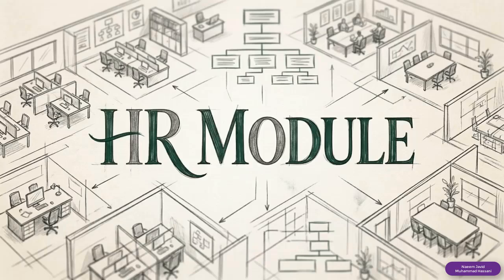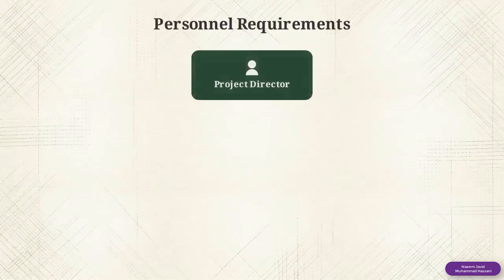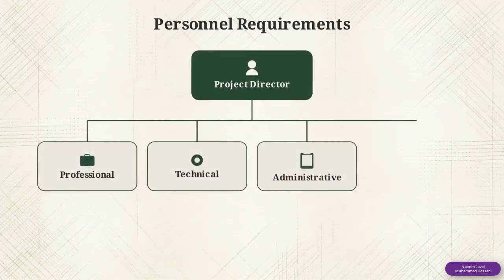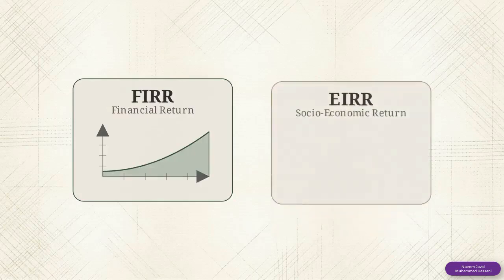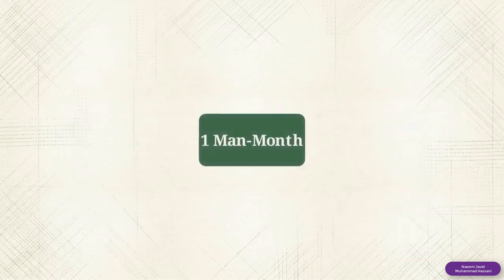We now move to the Human Resources and Consultant Terms of Reference, or TORs. This section is statistically the most common point of failure for submissions. You must define personnel requirements across all categories: professional, technical, administrative, and clerical. The Planning Commission now mandates that TORs instruct consultants to investigate public-private partnership options for project financing. Consultants must also be tasked with calculating the financial and economic internal rates of return, or FIRR and EIRR.